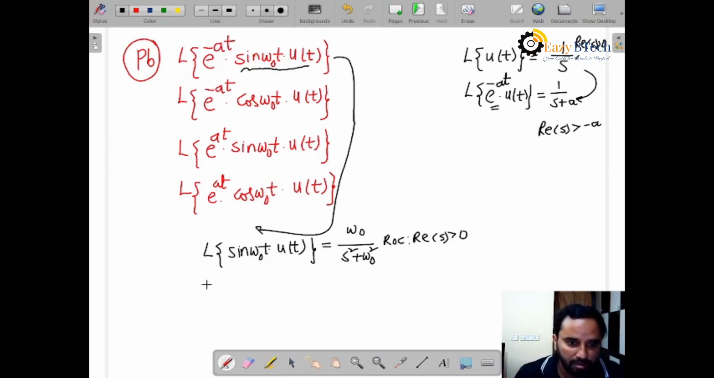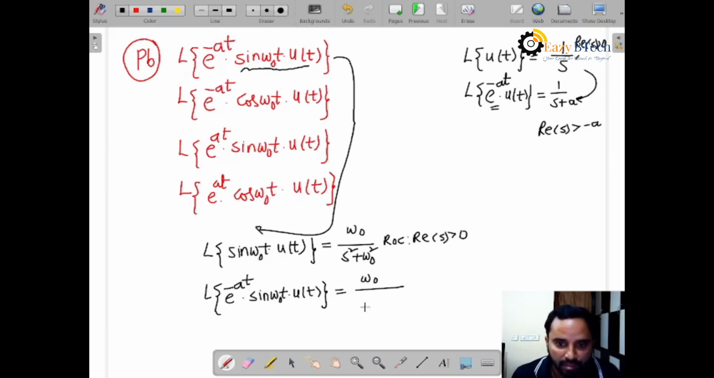The same concept applies here also, for e power minus at sine omega naught t u of t. So what will be the answer now? In the Laplace transform, omega naught by s square plus omega naught square, s becomes s plus a. So it becomes omega naught by s plus a whole square plus omega naught square. And what about the ROC here? Previously the ROC was greater than minus a. So here also, since it is multiplied by e power minus at, the ROC is real part of s greater than minus a. Very simple, right?